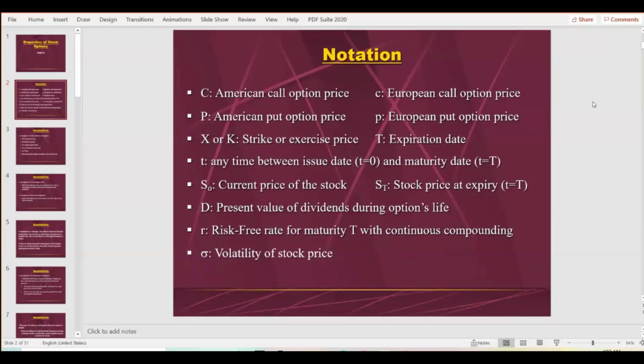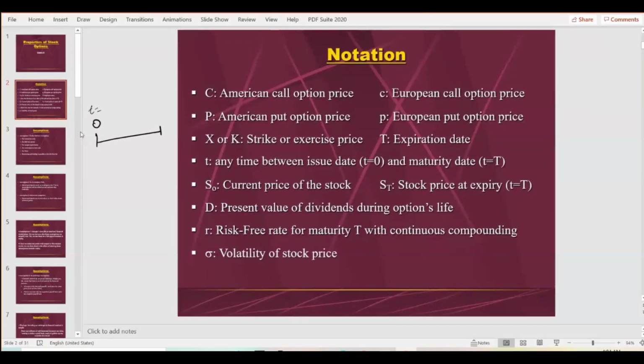Capital T will refer to the expiration date of the option. So this is the time when the option must be either exercised or it will expire out of the money. Lowercase t refers to any time between the issue date, time t equals 0, and the maturity or expiry date, capital T. So this is the issue date at time t equals 0. And at time capital T, this is the expiry date.